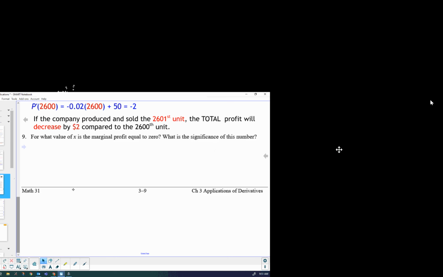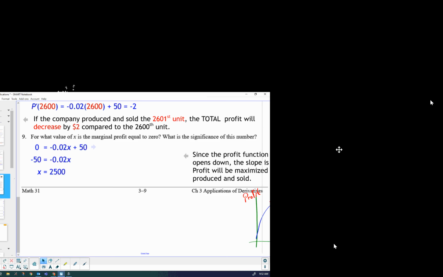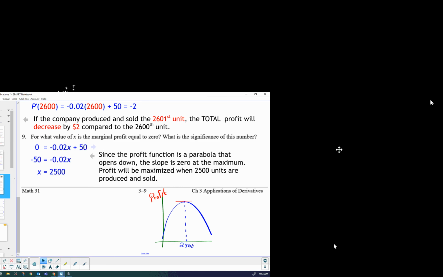Okay, number 9. Find the value of X when marginal profit is 0, and figure out what that means. Okay, so I'm getting 2,500. What does that mean? Maximum profit when you sell 2,500. Maximum profit when I make and sell 2,500 units.